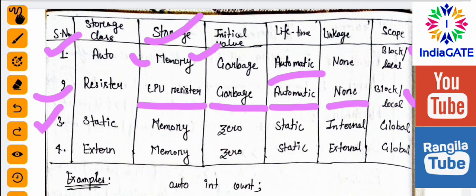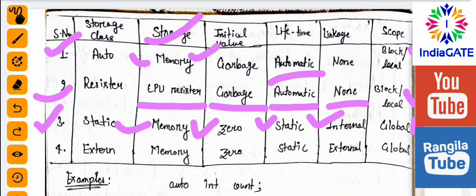Now come to the third, the static variable. This static variable has memory storage, and the initial value is 0, and the lifetime of the static variable is static, and the linkage of the static variable is internal, and the scope is global. So static variable is used globally.